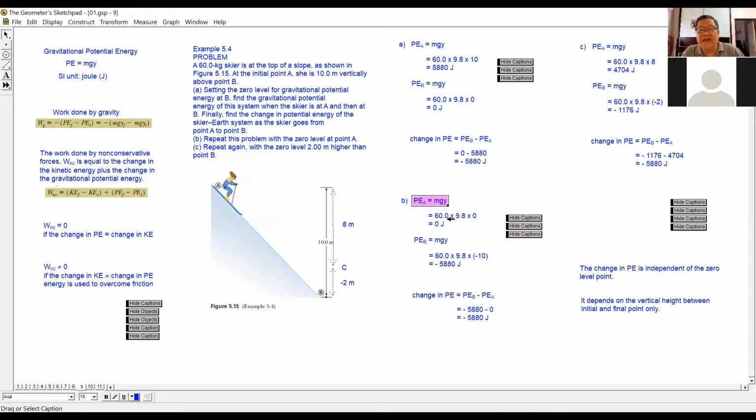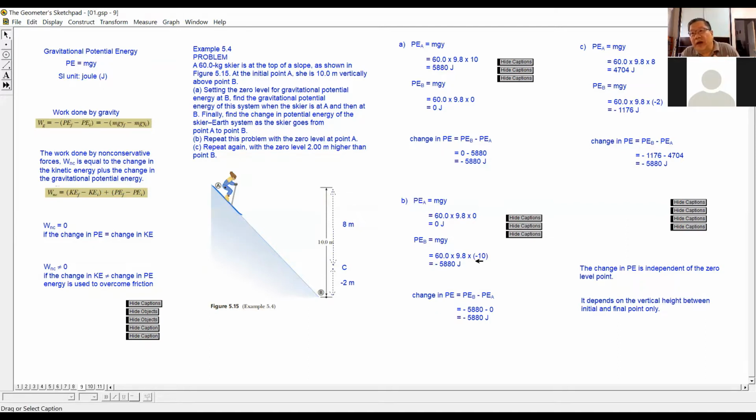So 60 times 9.8 times 0. The vertical displacement is 0. Now I try to calculate the potential energy at B. Potential energy at B is mgy. M is 60, g is 9.8, but y is -10 because it is 10 meters below the 0 level. When I multiply all this together, I get the potential energy at B is negative 5,880 joules.